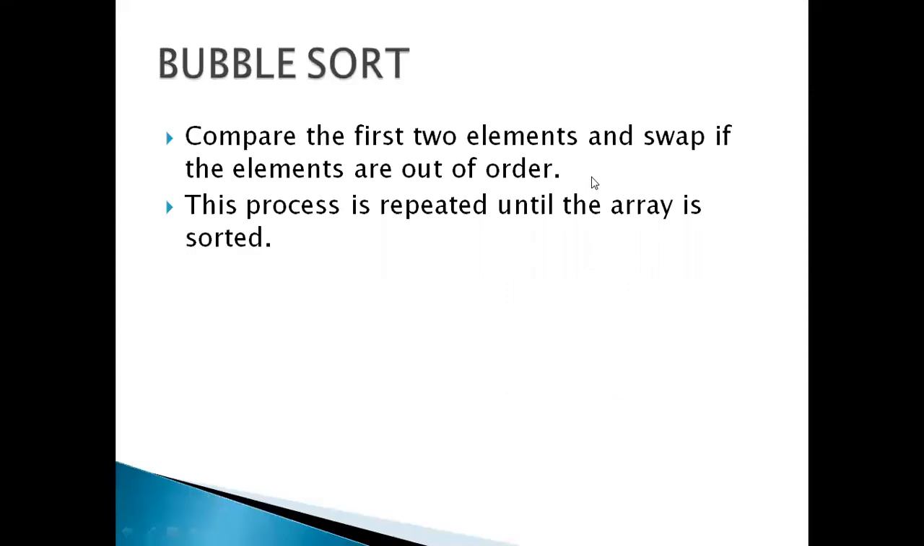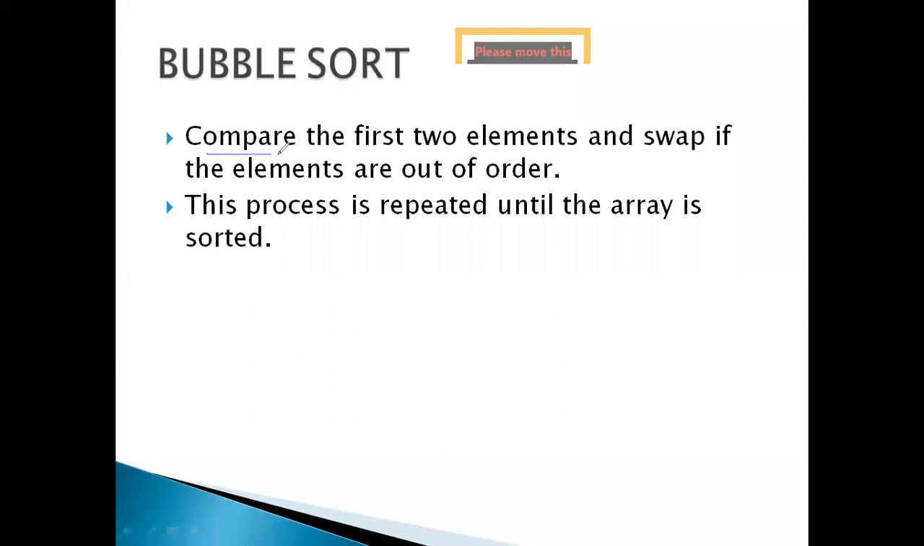So what is bubble sort? It is a sorting algorithm in which we compare the first two elements and swap if the elements are out of order. This is important: we compare the elements and we swap if they are out of order. This process is repeated until the array is sorted.